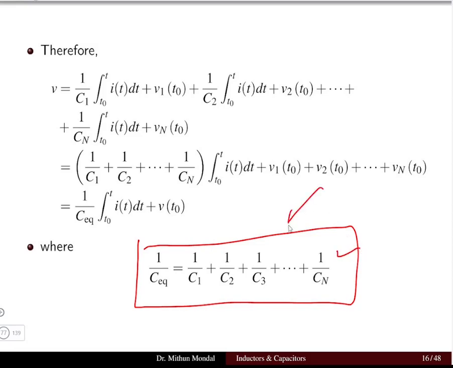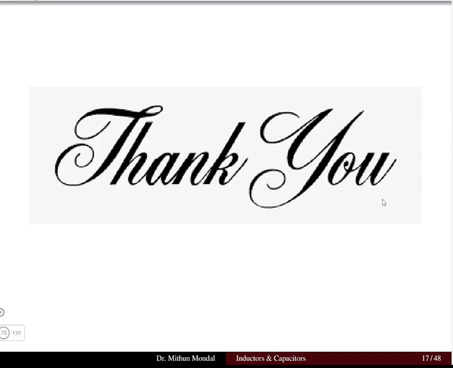If you remember, this is similar to resistance in parallel. So resistance in parallel will behave as capacitors in series, and capacitance in parallel will behave as resistance in series. So this is all about the discussion on the capacitors, which is a very important part, and afterwards we will discuss what is the property of inductance.